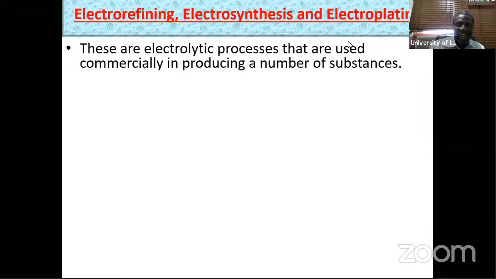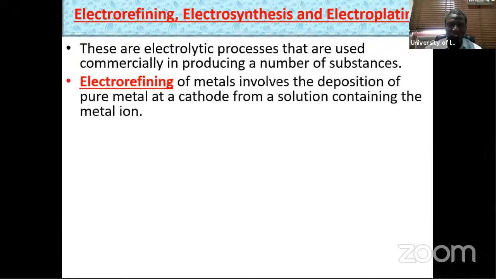Electrorefining, electrosynthesis, and electroplating. I know you are very familiar with electroplating, so I will just try and define these things so that we move on. So electrorefining is a situation where you have electrorefining of metal involves the deposition of pure metal at the cathode from a solution containing the metal ion.